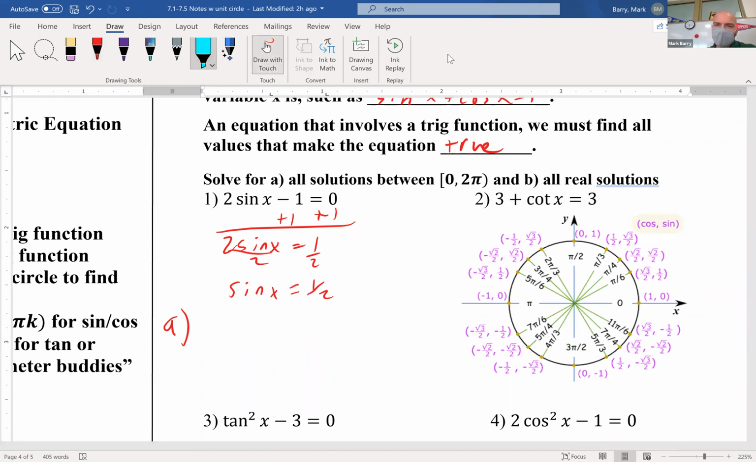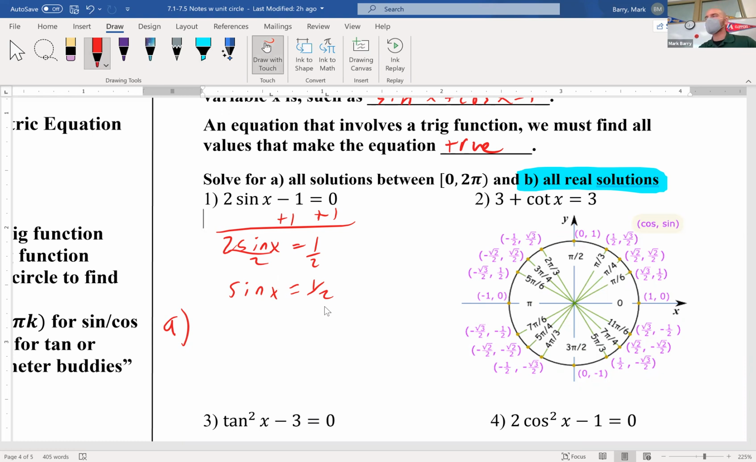I will tell you that on our WebAssign for this, most of the questions are asking you for part B. So I'm going to go ahead and highlight that, all real solutions, all right? But the good news is you need part A in order to do part B. They're definitely connected, and we'll see that as we go forward here, okay? So let's go ahead and answer part A here.